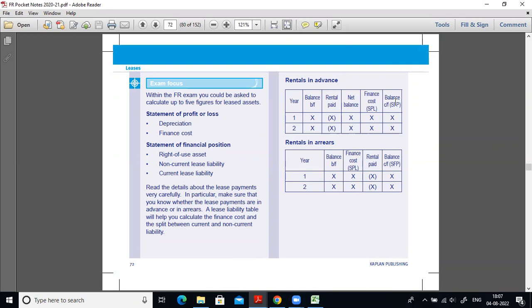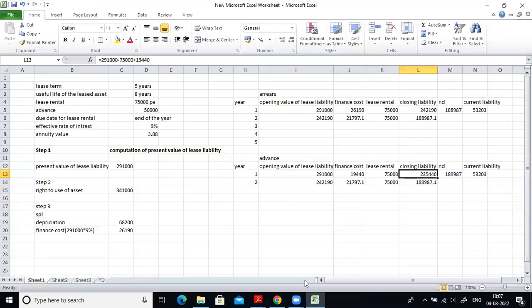Sir, in the question that you gave, how would we know that it is in advance or due? Here I mentioned the due date for the lease rental is the end of the year. Oh, sorry. Okay, yes. So if nothing is given, we can assume that it is arrears only.